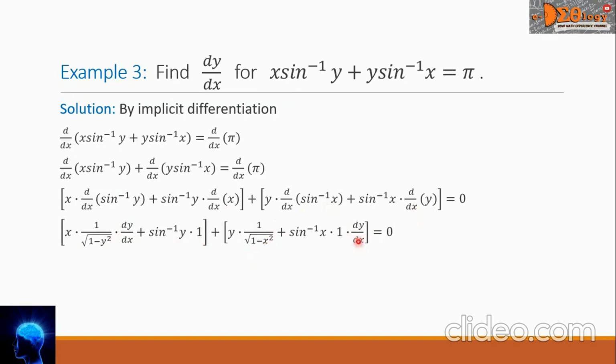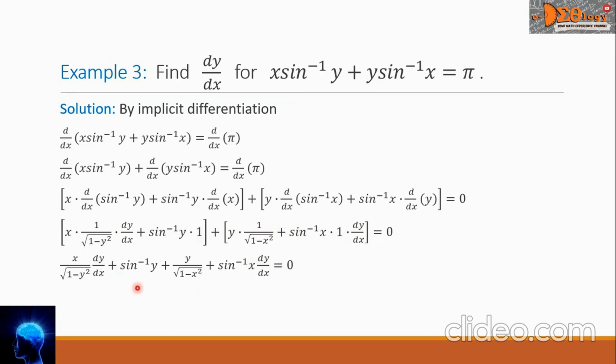Now let us simplify this line into like this. This expression here becomes like this. This expression is now simplified into this. This expression is simplified into like this, and also this one here becomes like this. On this line, we're going to combine those terms with dy over dx in one side of the equation. It means those terms without dy over dx, we will put them on the other side.